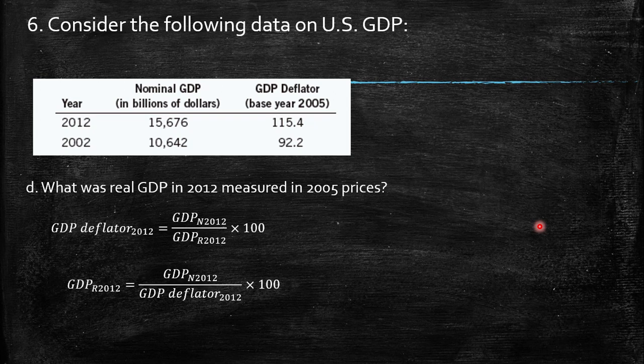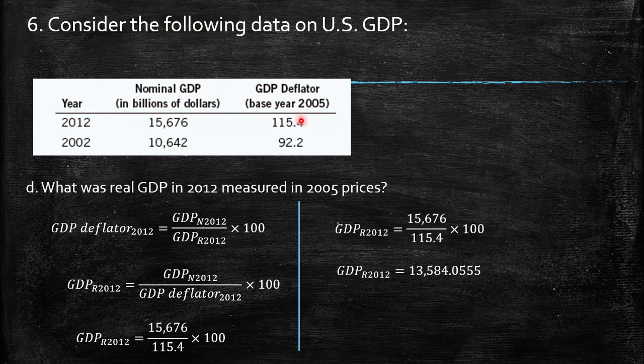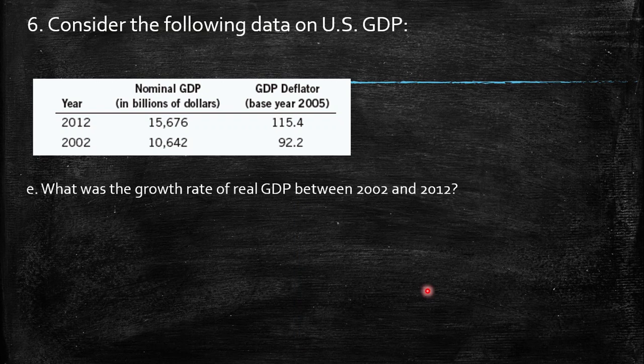Then what about 2012? It works exactly the same, just with the numbers of 2012. You replace 15,676, the value of the nominal GDP, over the GDP deflator, and then we have this value for GDP 2012, $13,584.